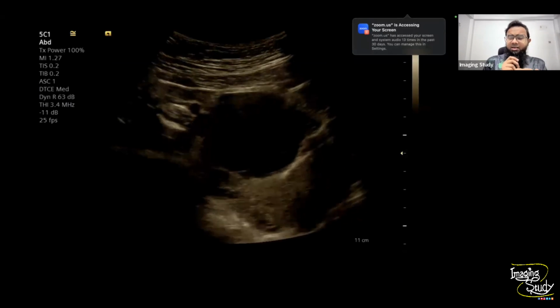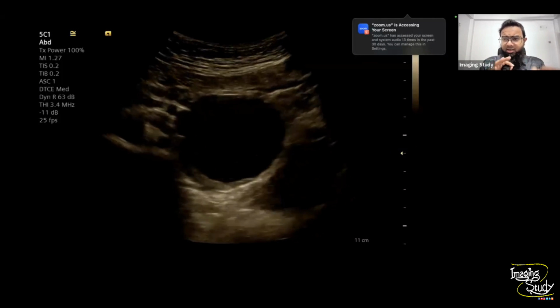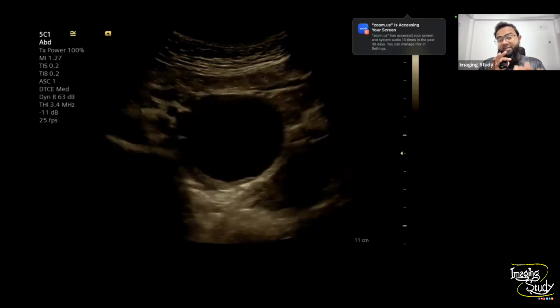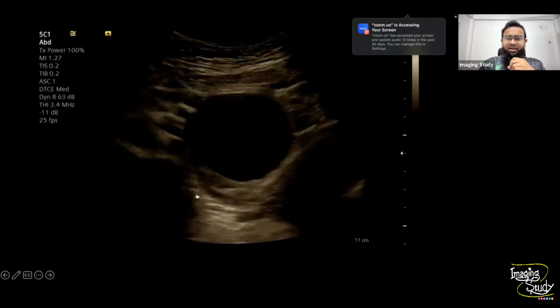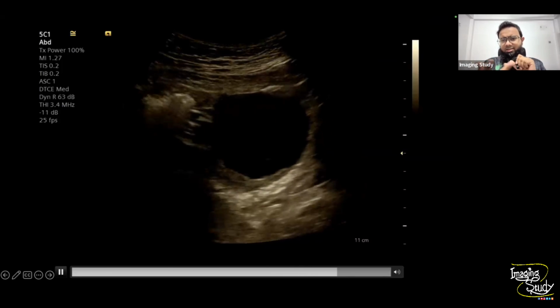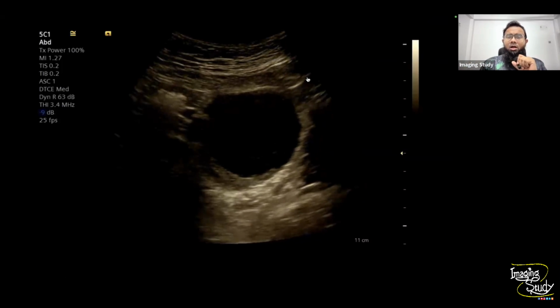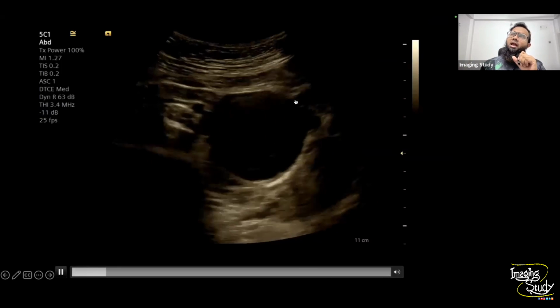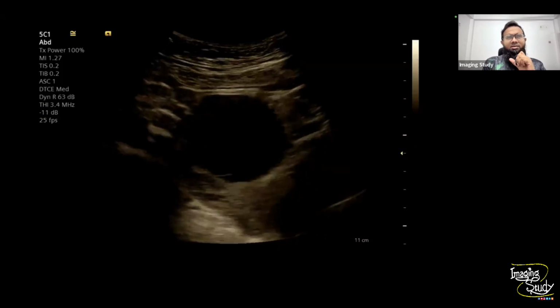Now here you can see this is a transabdominal ultrasound, and in the lower abdomen you can see a cystic lesion here. The gain is quite low, so you can see only a cystic lesion. I may have shown you the same case before.